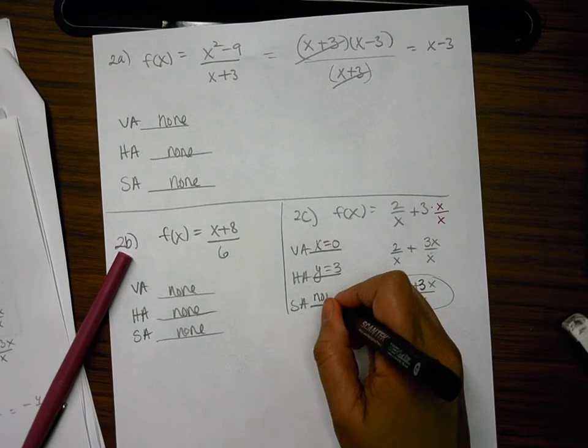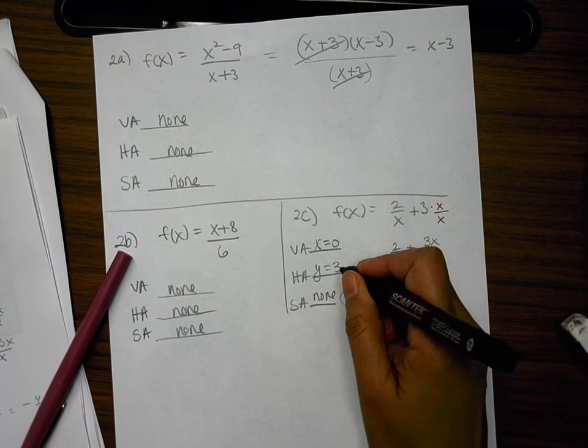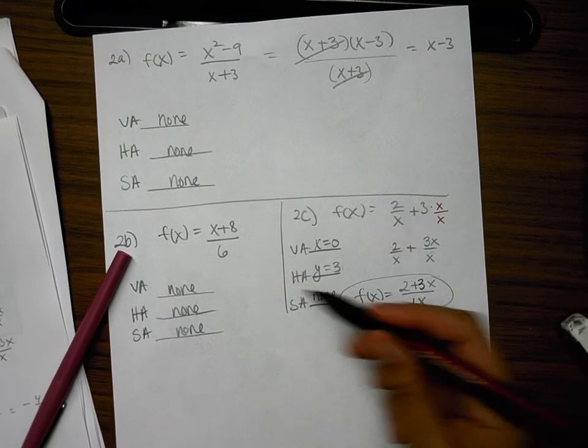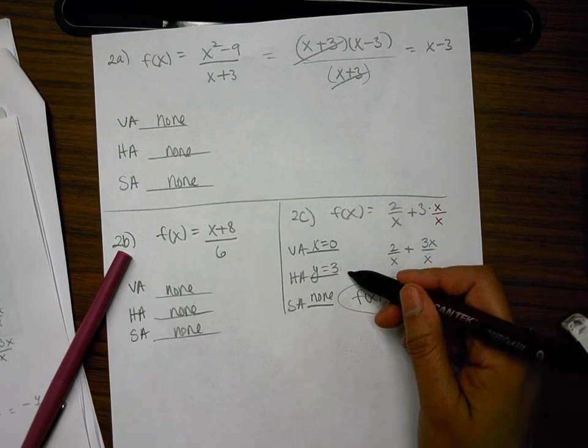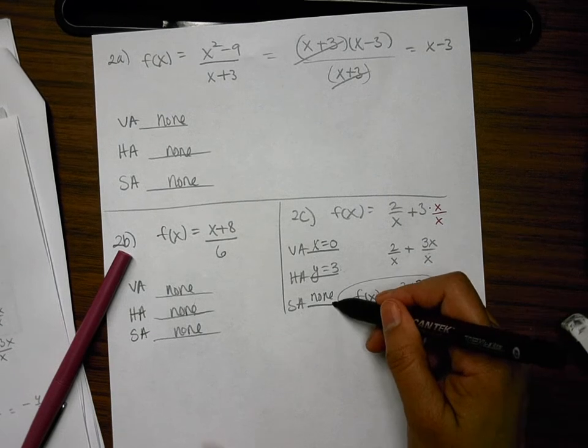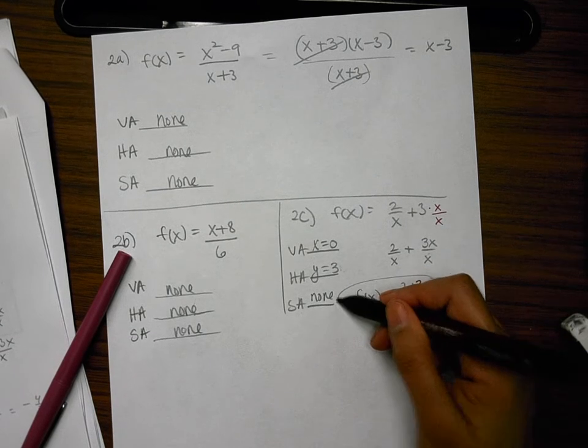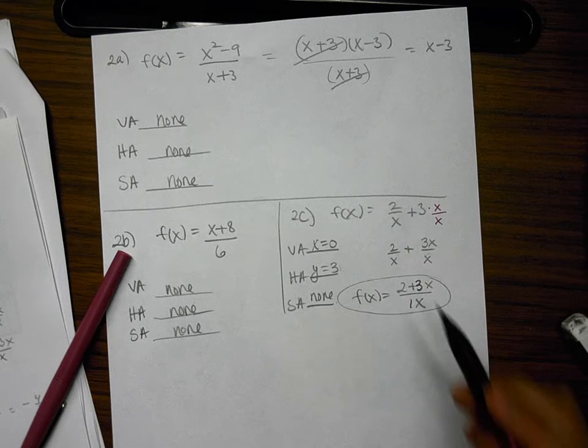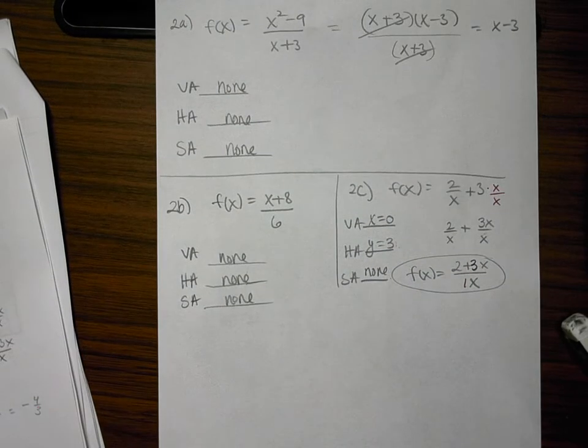Remember, at least one of these is always going to be none. Sometimes all three are none. But when you actually have asymptotes, you're never going to have a horizontal and slant at the same time. Slant only if it's top heavy, which this is not, and that's why the horizontal is 3. Y equals 3. Okay, that's it for number 2.